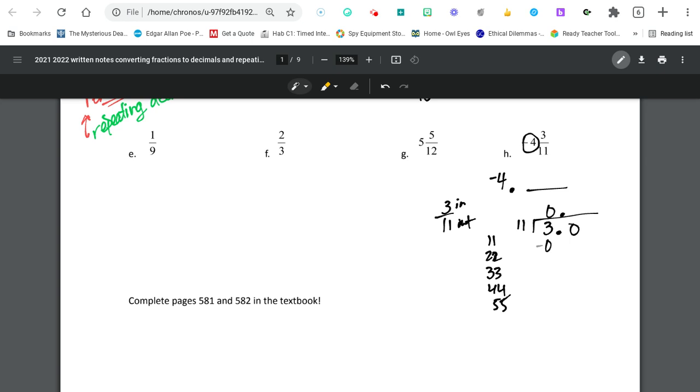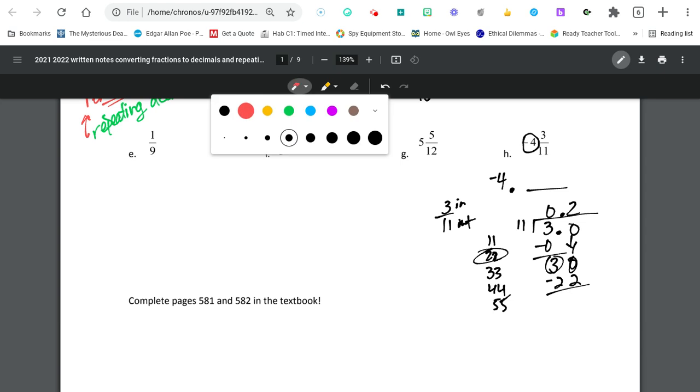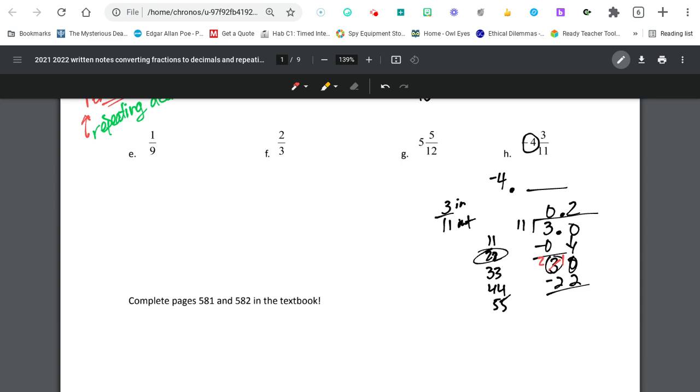11 won't go into 3. Write a 0, subtract a 0. 11 goes into 32 times. I get 22. Here I had a remainder 3. Remember that, okay? We need to see when it starts repeating. 10 minus 2 is 8. I got a remainder 8. Okay, so I had a remainder 3. Then I got a remainder of 8.